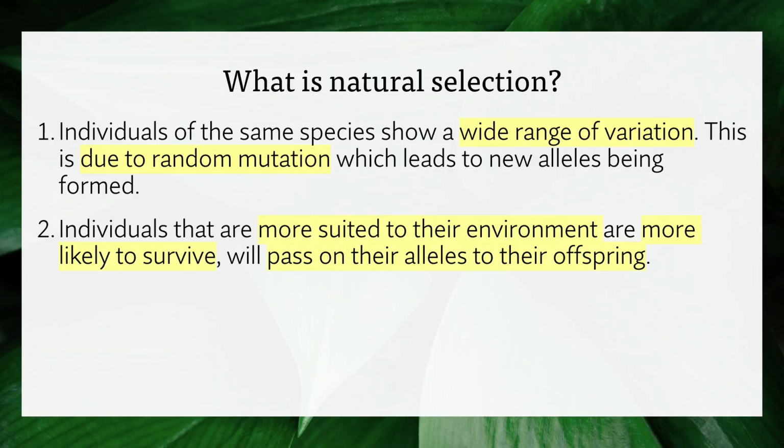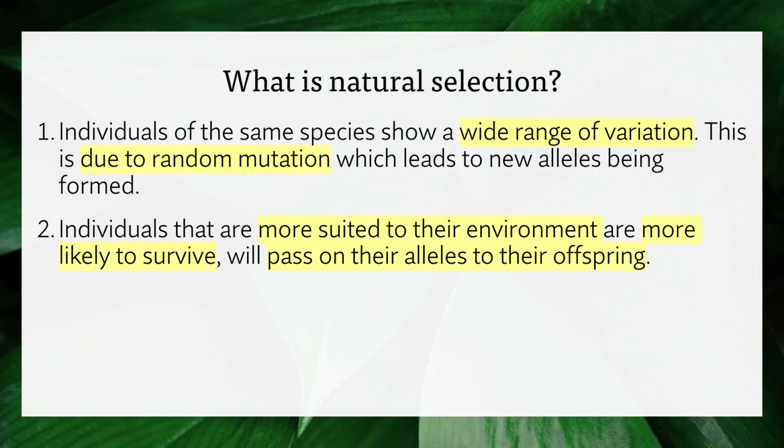Okay, the second point is that individuals that are more suited for their environment are more likely to survive and will pass on their alleles to their offspring. An example of this is, let's say, an animal that has a fur color that helps it adapt better to its environment, helps it camouflage, so it's able to hide better from predators, and that's why it's more likely to survive. The opposite is true. Individuals that are less likely to survive, for example, those that die before they are able to reproduce, can't pass their alleles to the next generation.